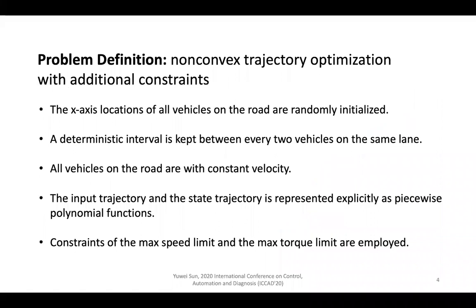This leads me to my next point, the problem definition of the scenario. It's a nonconvex trajectory optimization with additional constraints. In this research, the x-axis locations of all vehicles on the road are randomly initialized, and a deterministic interval is kept between every two vehicles on the same line. All vehicles on the road are with constant velocity, and the input trajectory and the state trajectory is represented explicitly as the piecewise polynomial functions. At last, the constraints of the max speed limit and the max torque limit are employed.